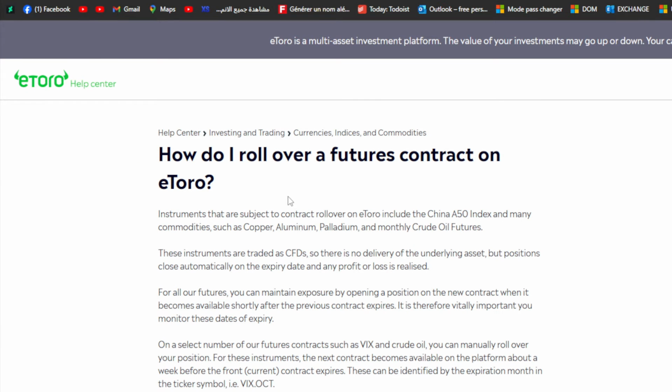Instruments that are subject to contract rollover on eToro include the China A50 index and many commodities, such as copper, aluminium, palladium, and monthly crude oil futures. These instruments are traded as CFDs, so there is no delivery of the underlying asset, but positions close automatically on the expiry date and any profit or loss is realized. So the actual assets are not going to be bought by you; you're not going to actually get them.